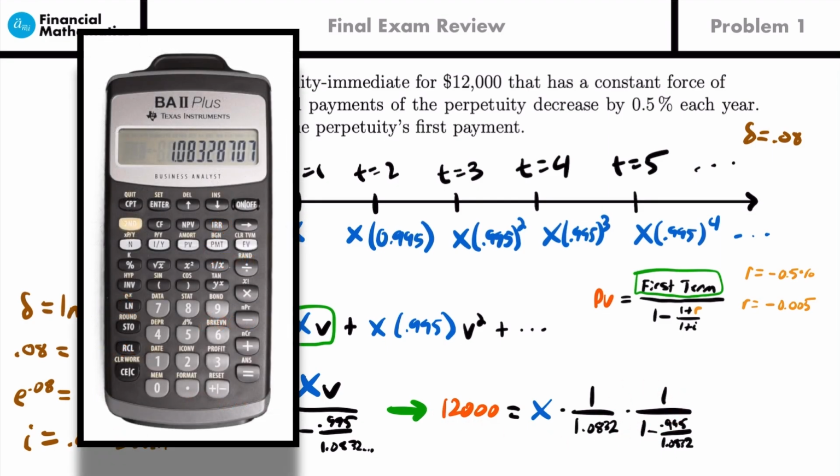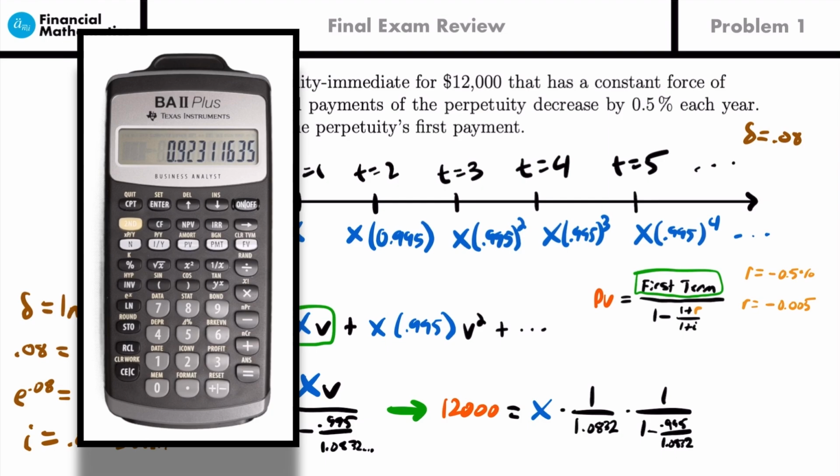Okay, so in our calculator, we currently have 1.0832 and some more decimals. So I'm going to store that in the 1 button just in case I lose it. We might need that later. So store it in the calculator like I did. And now we first want to calculate 1 divided by that. So an easy way to calculate that is to just press the reciprocal button on the calculator. There's that. Then we want to divide it by 1 minus 0.995 divided by 1.0832.